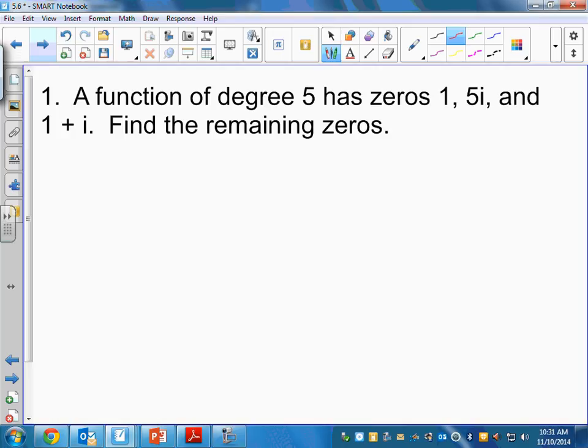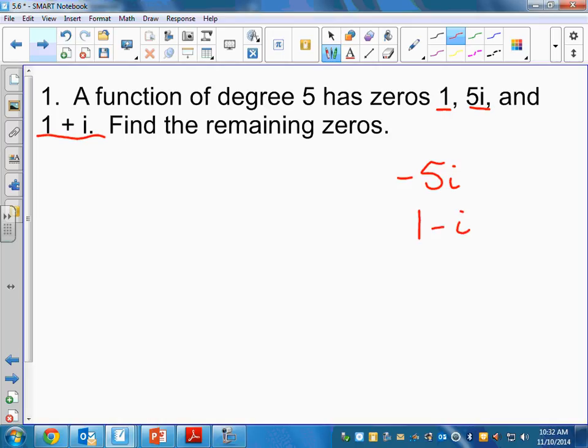Okay, let's look at this. It says a function of degree 5 has zeros 1, 5i, and 1 plus i. Find the remaining zeros. We know if it's degree 5, it has 5 total zeros, right? So 1 is a zero, 5i is a zero. If 5i is a zero, what else has to be a zero? Negative 5i. They're conjugates. If it's just a number, you just do the opposite. And if 1 plus i is a zero, what is the conjugate of 1 plus i?